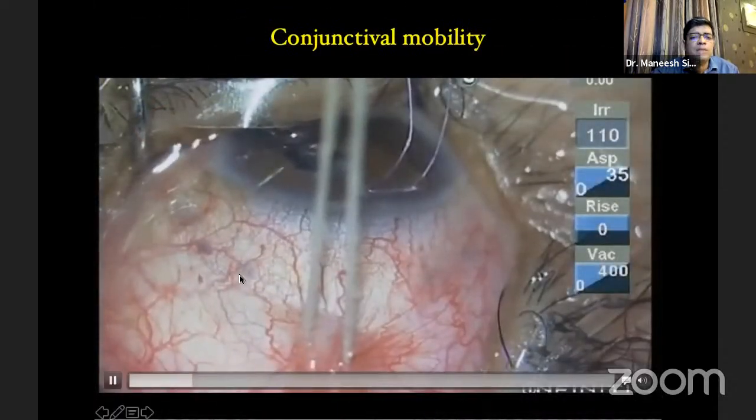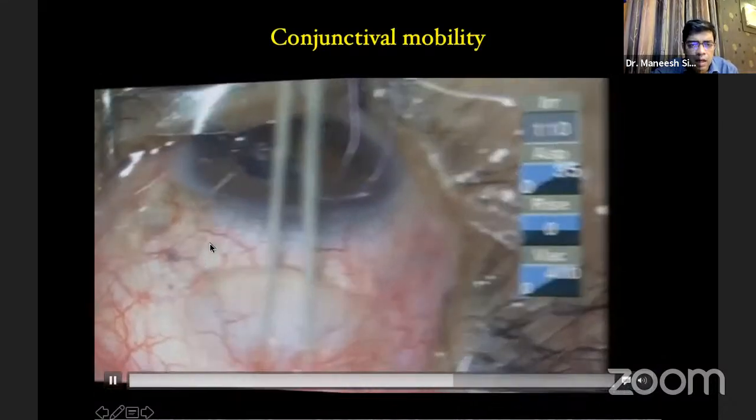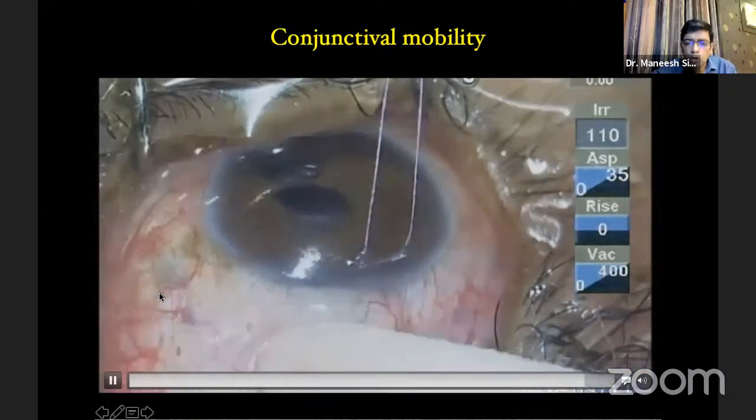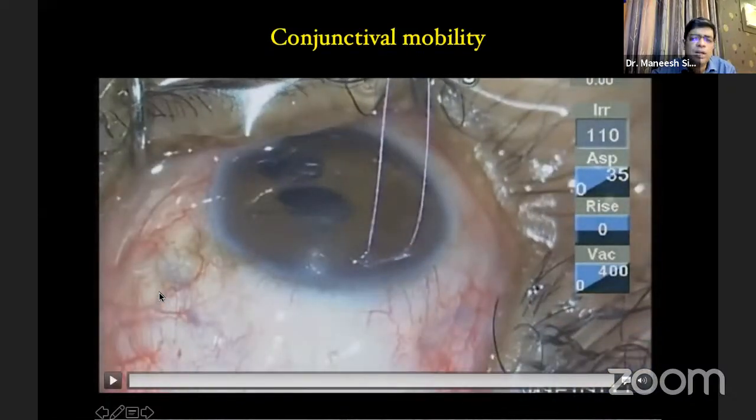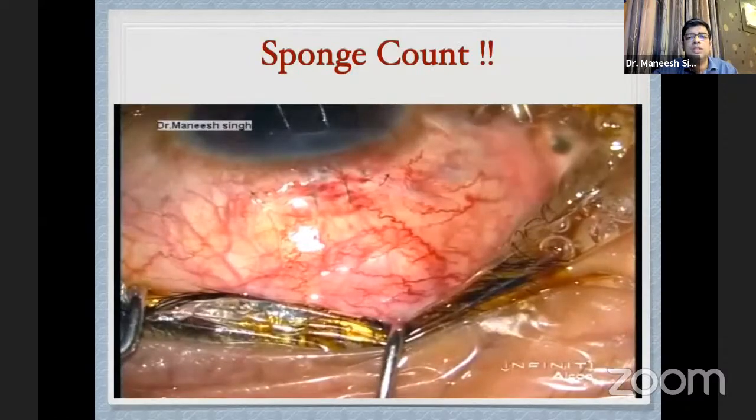Also consider conjunctival mobility. For example, this patient already had a VR surgery done. You can see an inferior PI here. You can see a vitrectomy port here. So what you can do is inject a bit of lignocaine or BSS and see which area the mobility is good. Then you can plan that this is the place where I want to do the surgery. So in patients with multiple surgeries, this can be planned.